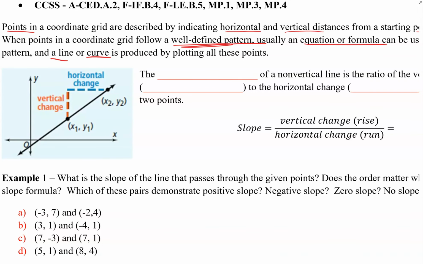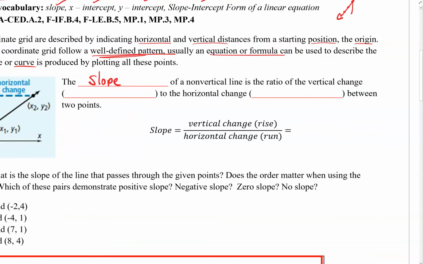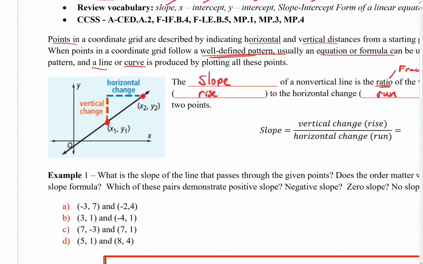So when we're talking about straight lines or linear equations, we would say that the slope of a non-vertical line is the ratio, or fraction, of the vertical change, which we will call the rise, and the horizontal change, or the run, between any two points. So if I picked 2 points that lived on a line and calculated the vertical change, the rise, and the horizontal change, the run, that ratio or the fraction that's created by that is what we would call our slope.